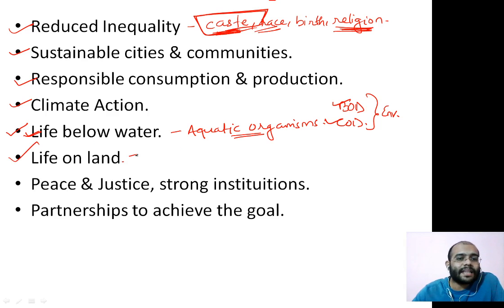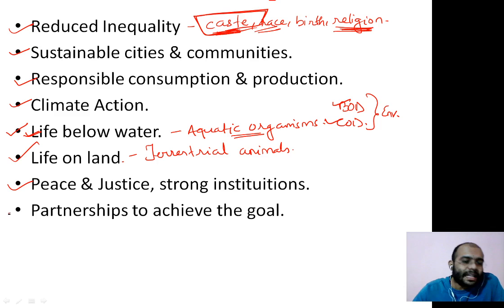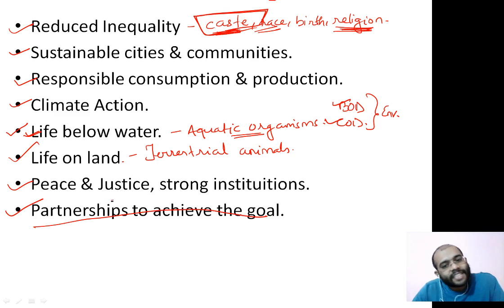Life on land, that is your terrestrial animals, those who live on land. Peace, justice and strong institutions. And the last, the 17th sustainable development goal, is partnerships between the member nations in order to achieve the above mentioned 16 goals.